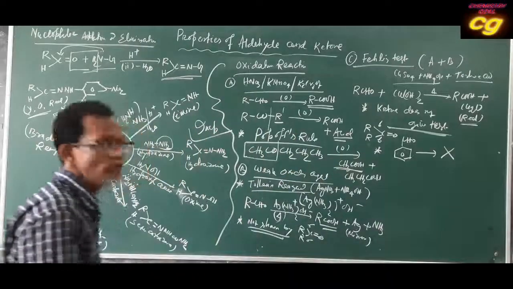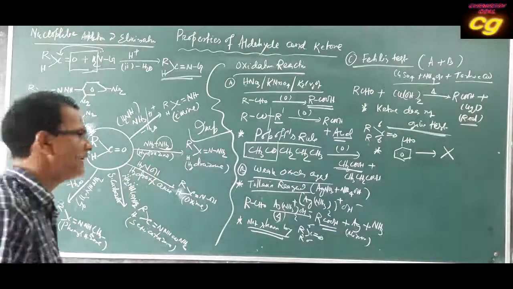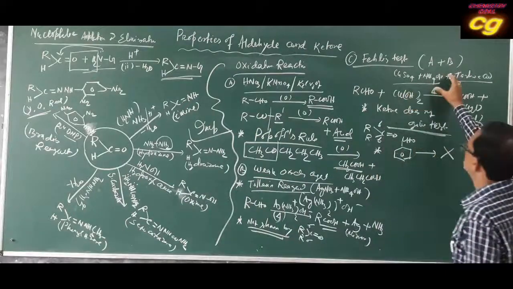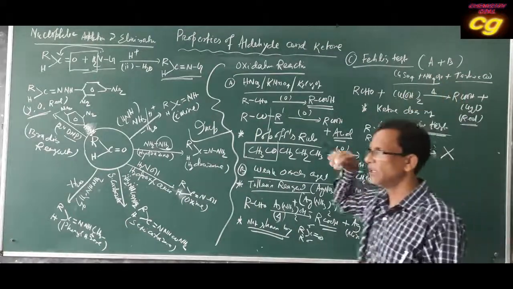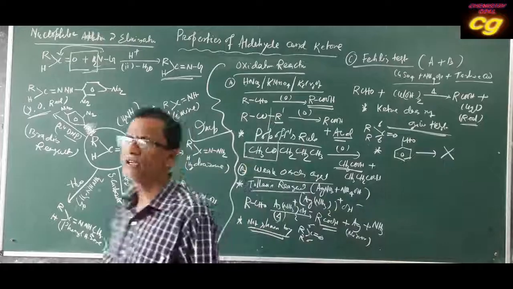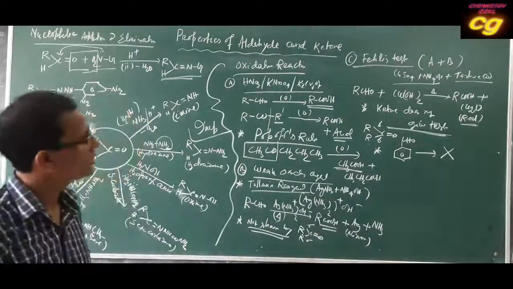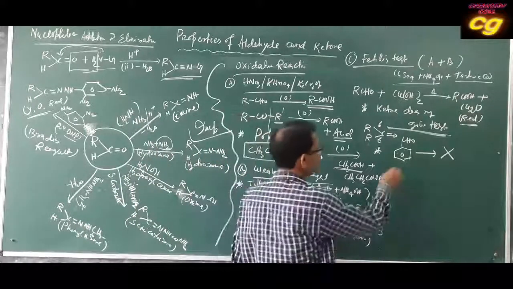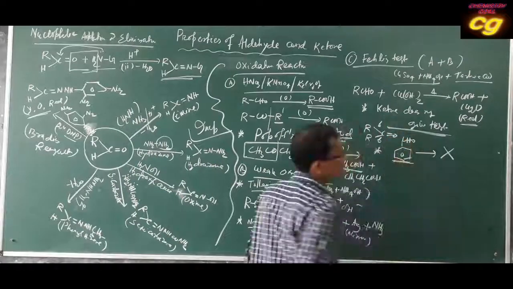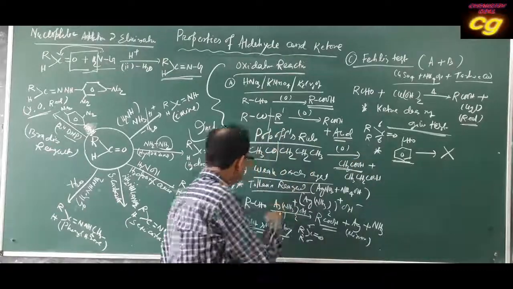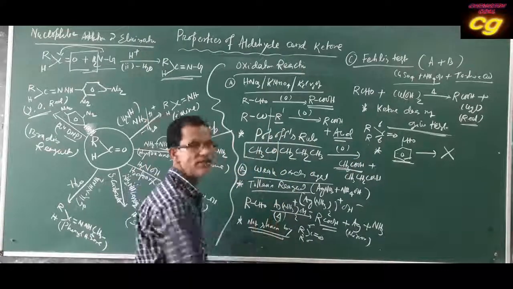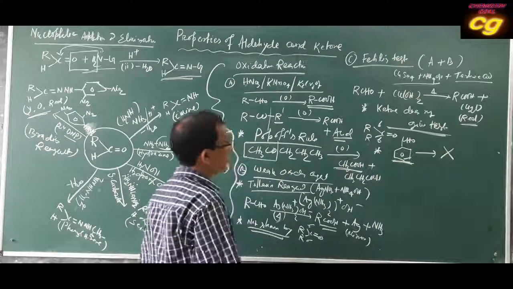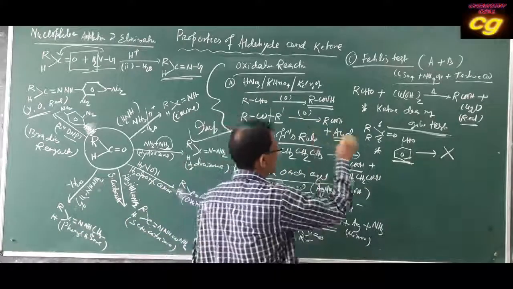Fehling solution test will not be shown by benzaldehyde, although it is an aldehyde, because it produces a complex with the solution. That's why the color will not be distinguished. So this is the very important difference between aromatic aldehyde and aliphatic aldehyde. Aromatic aldehyde does not give Fehling solution test, but aromatic aldehyde gives the Tollens test. But Fehling solution test is not shown by aromatic aldehyde. So this is another oxidation of aldehyde and ketone.